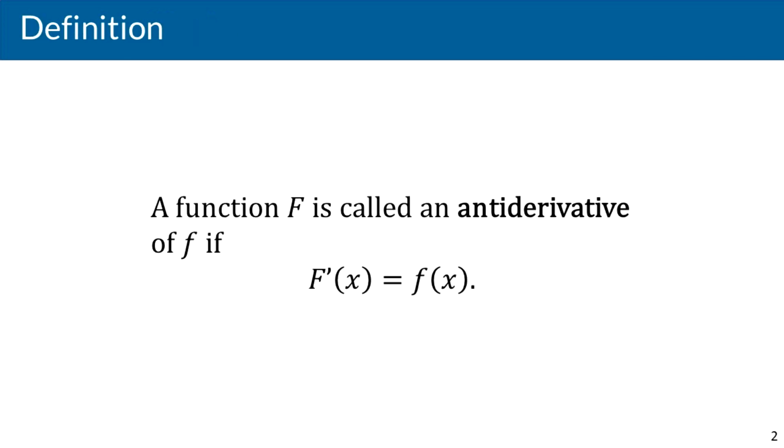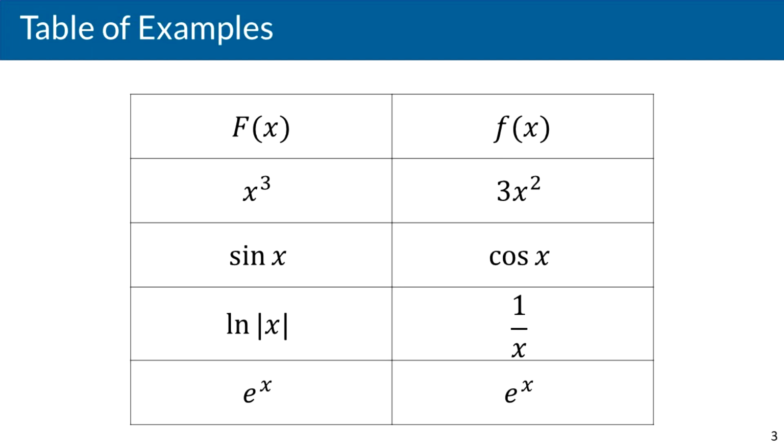A function big F is called an antiderivative of f if the derivative of big F of x is f of x. That might sound like a complicated definition, but it's actually more straightforward than you think. It's a different way of referring to the relationship between functions. Up until now, we've always been focusing on the derivative of a function. The antiderivative is just the other part in that relationship.